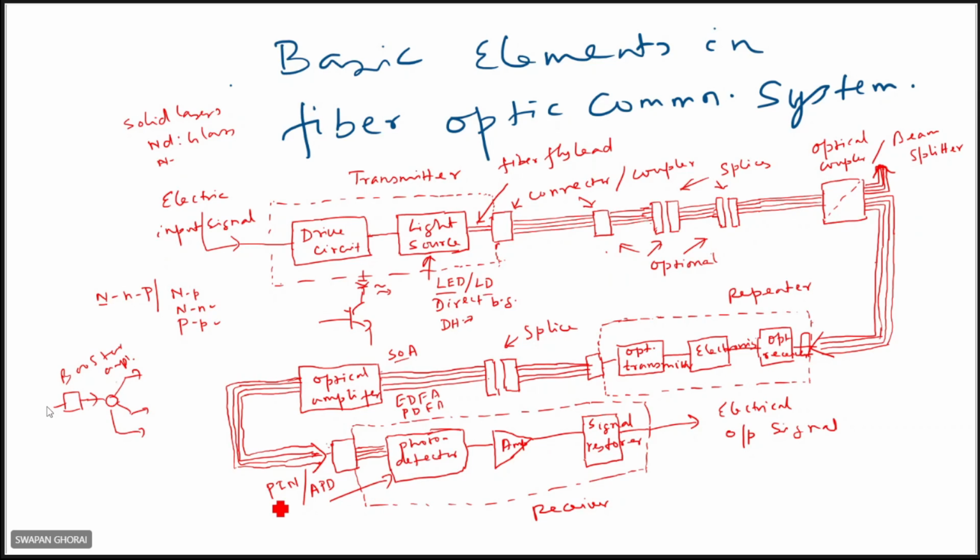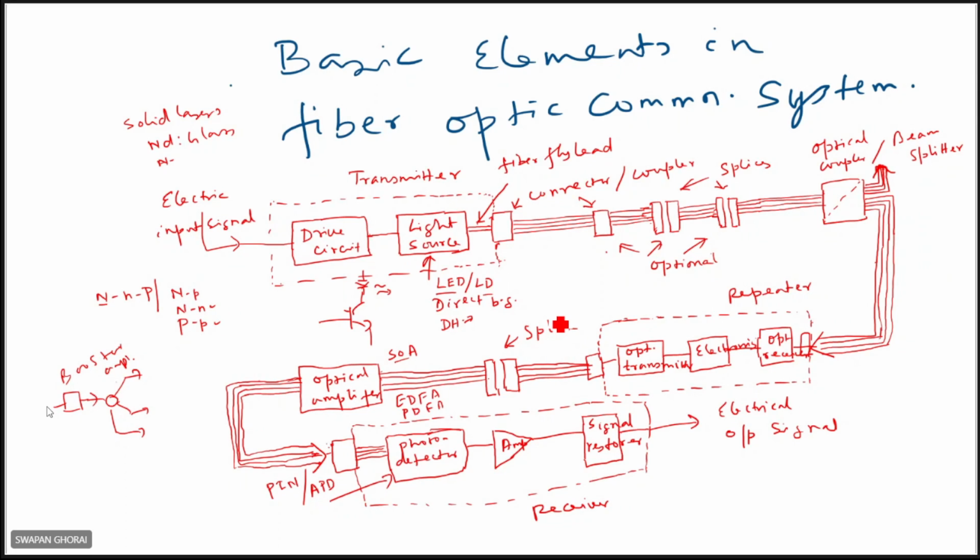But even if you use a PIN or APD, that current or voltage will be very weak. The current can be in the nanoampere to microampere range, so you have to amplify these things. After amplification, different filtering, frequency shaping filters, equalizers, etc. will be used so that you can have your original signals, and that will be sent to the destinations. Right. So almost all the elements are there.